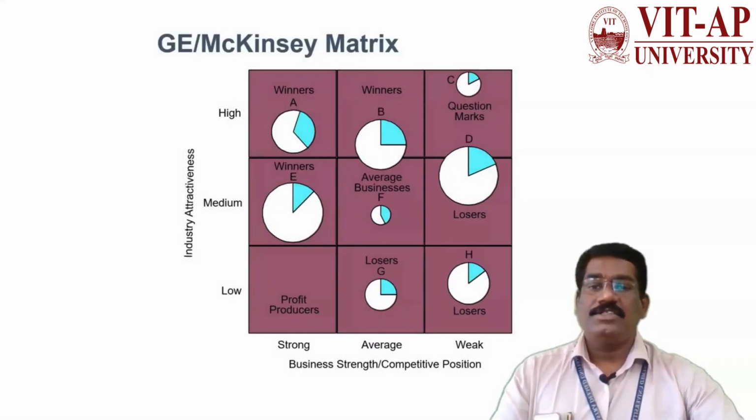So if you look at this GE McKinsey matrix, there are two factors. Industry attractiveness is determined by many factors, and the other dimension we call business strength and competitive position. When you look at business strength and competitive position, it has been categorized into 9 cells. You can see A, B, C, D, E, F, G, H, and let us individually explain how these quadrants have been defined.